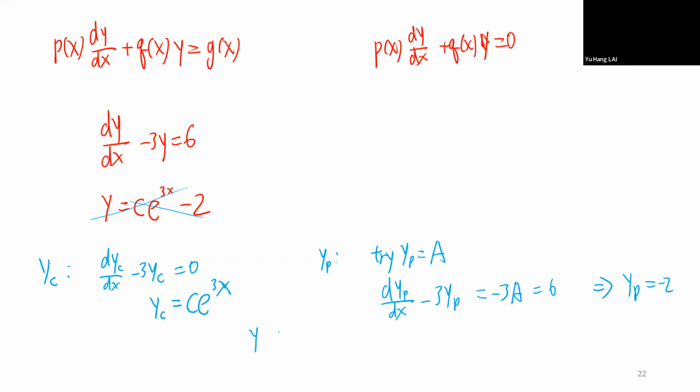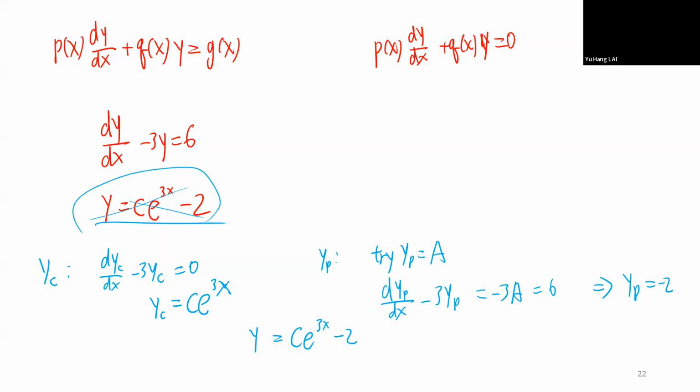So then your general solution is the sum of yc and yp, which is ce to the 3x minus 2. So exactly what you got here. Of course, it has to be the same, but just to remind you that this is a different way of seeing the problem. We have been talking about homogeneous and non-homogeneous, even in the first order, so we can see it this way. Although practically we don't really need to do it this way if we know the integrating factor method already.